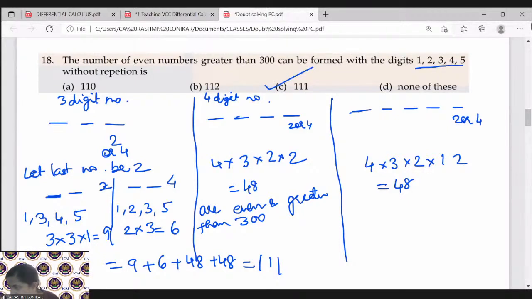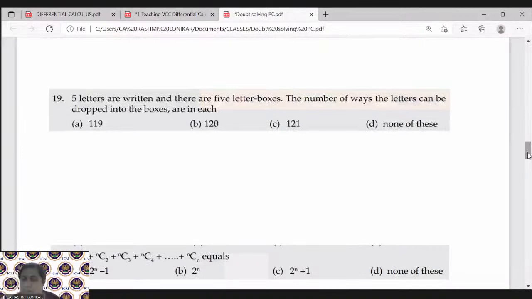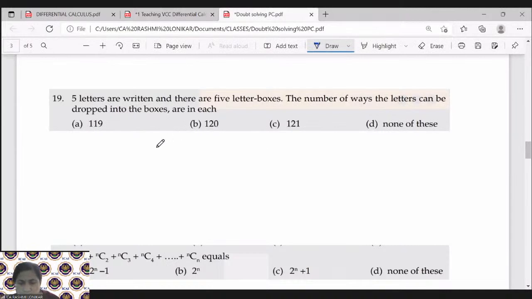I'm taking this fast because we already ran out of time. Now this question, 19th question, please pay attention, very easy. 5 letters are written and there are 5 letter boxes. The number of ways the letters can be dropped in these boxes is 5 factorial. 5 factorial is how much? 120. Okay.